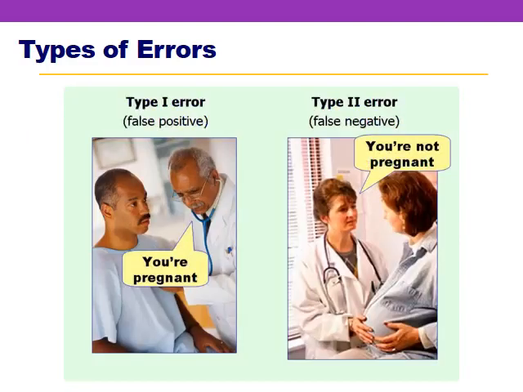Here's a little graphic that reiterates those 2 types of errors. A type 1 error is sometimes called a false positive. So if a doctor told the man on the left that he was pregnant, that would be a mistake, right? I'm concluding that you are pregnant, but in fact you are not. That is a false positive or a type 1 error. If the doctor on the left side of the screen told the woman she was not pregnant, that would be a type 2 error. She's concluding that there is no pregnancy when in fact there was one. And that's also called a false negative.